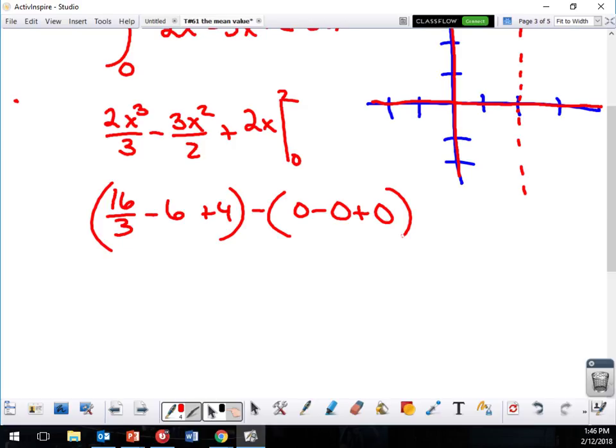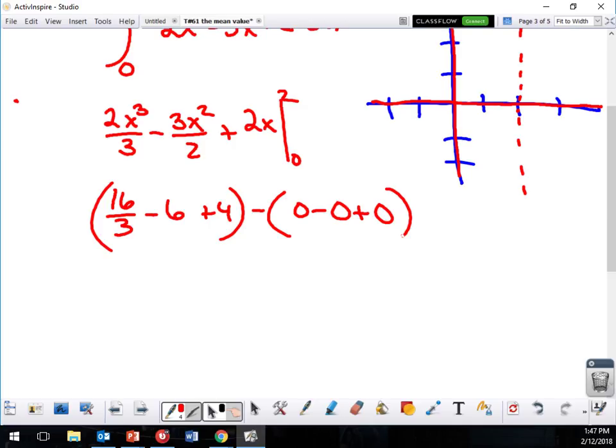So we have positive 0? Yes, there is a positive 0. Because I have 0 here for this first one, minus a 0, plus another zero. I'm just keeping a count of all the things that I'm plugging in, kind of like I did over here. For each one of my terms, they all came out to be zero.